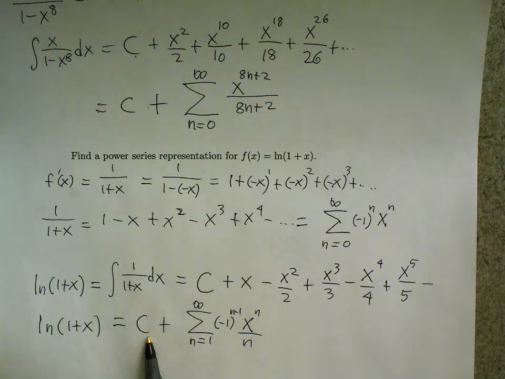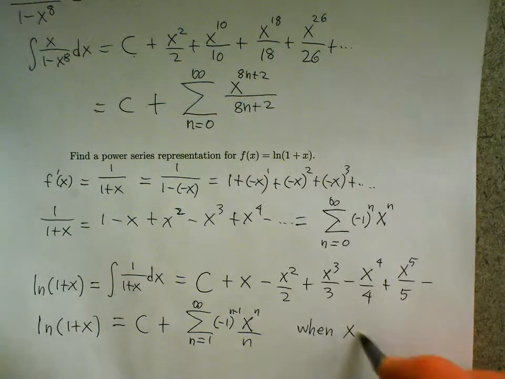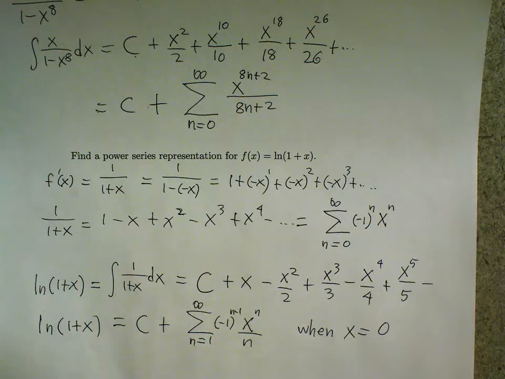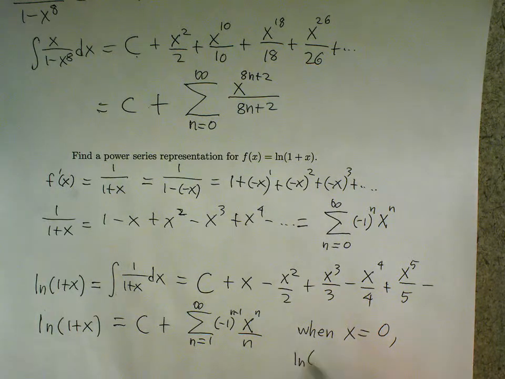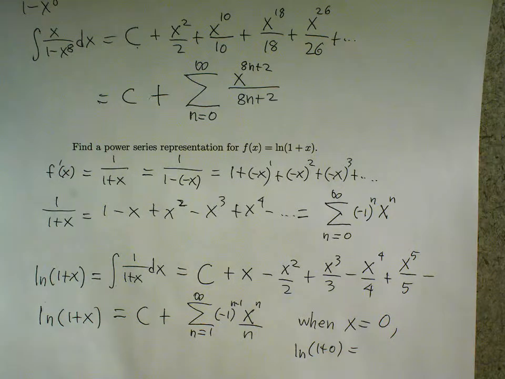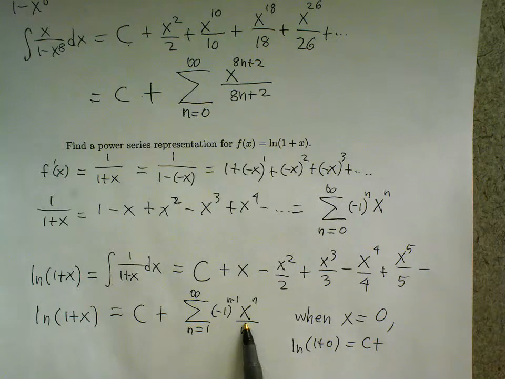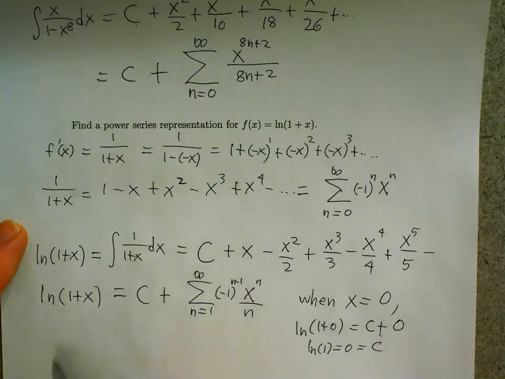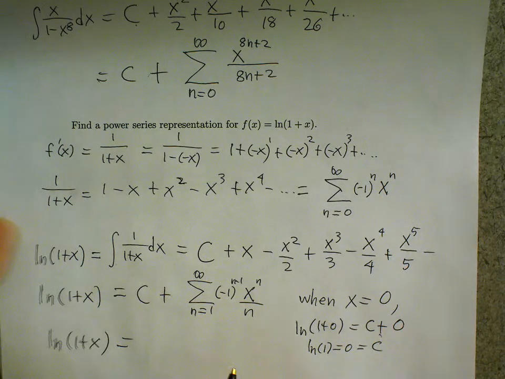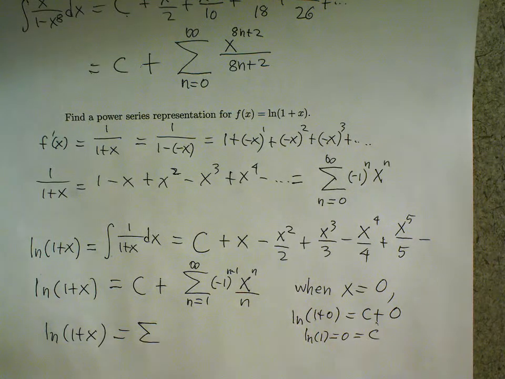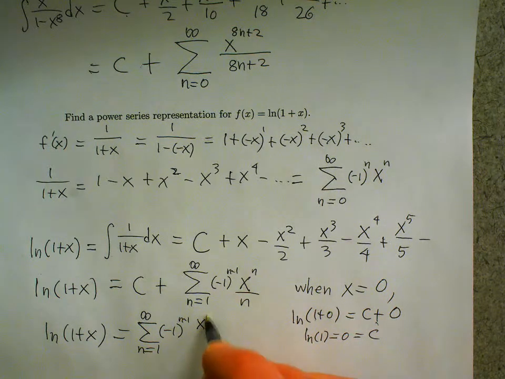To find the constant of integration c, when x is 0, the natural log of 1 plus 0 equals c plus 0, because all of the terms in the series have x, but the natural log of 1 is 0, so this means the value of c is 0. So we can write the natural log of 1 plus x explicitly as the power series from n equals 1 to infinity of negative 1 to the n minus 1 times x to the n over n.